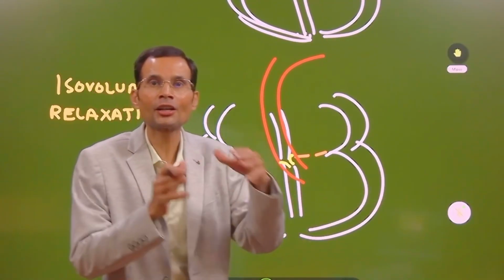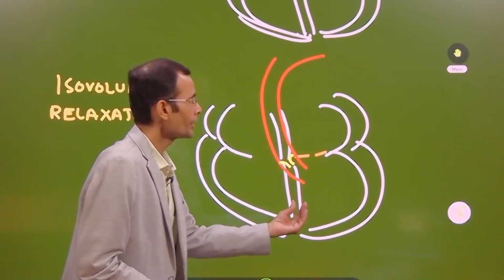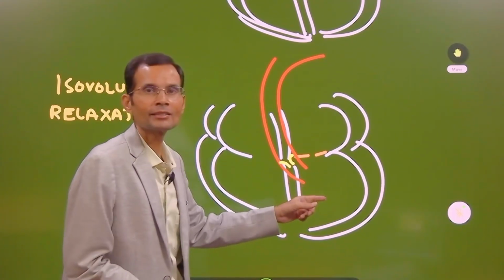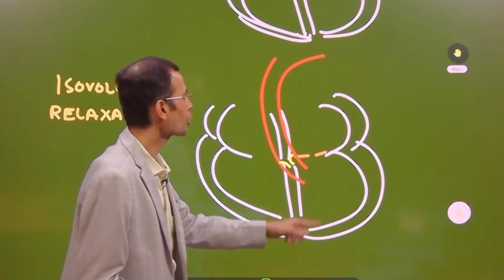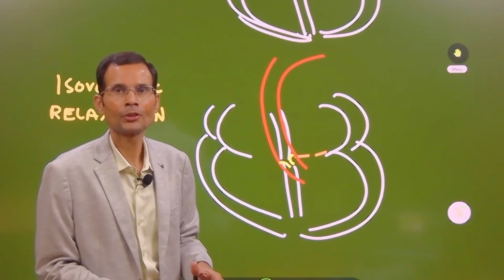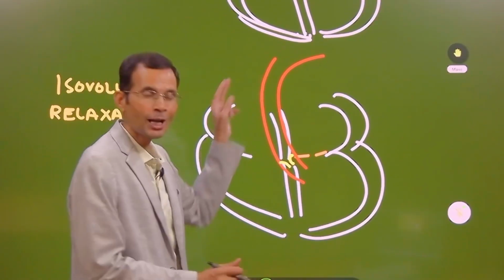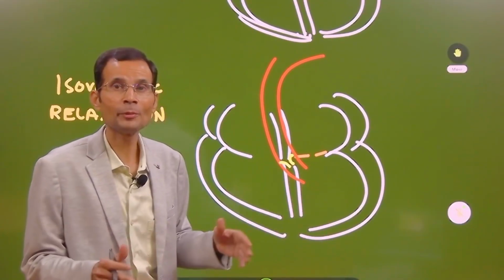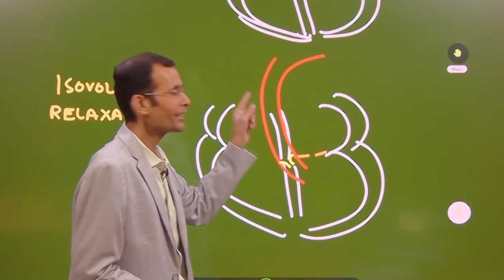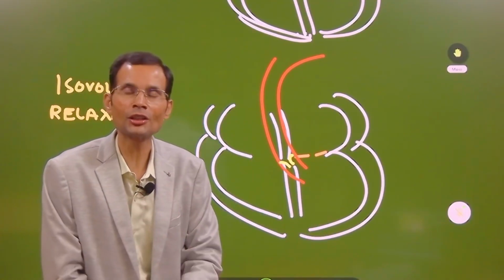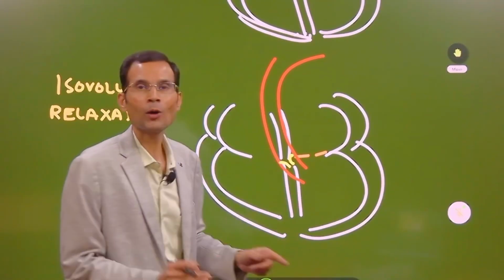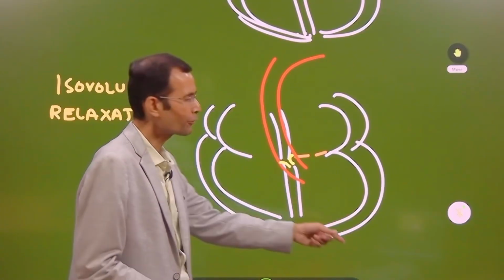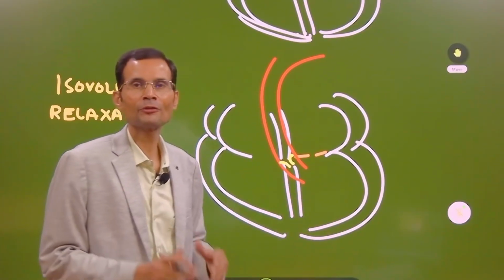Now I'm talking about aortic regurgitation. What happens is left ventricle begins to relax. It is isovolumic relaxation. That means left ventricular pressure has gone below the aorta pressure. Which means aorta pressure is greater than the left ventricular pressure in the isovolumic relaxation. So aorta pressure greater than the left ventricular pressure and aortic valve regurgitant. What will happen? Again the blood will flow back from aorta back into the left ventricle.